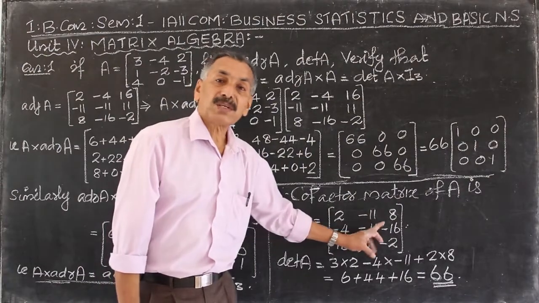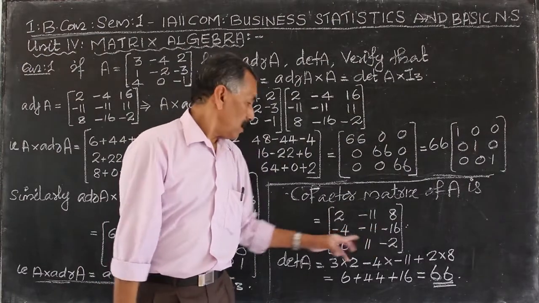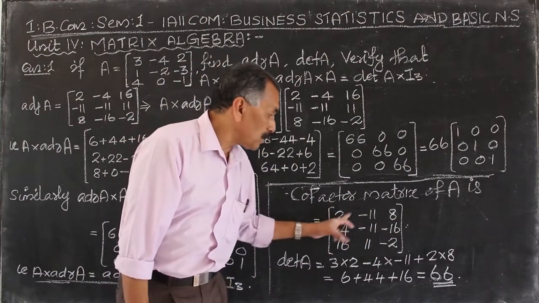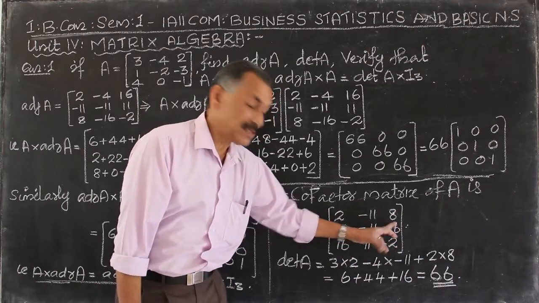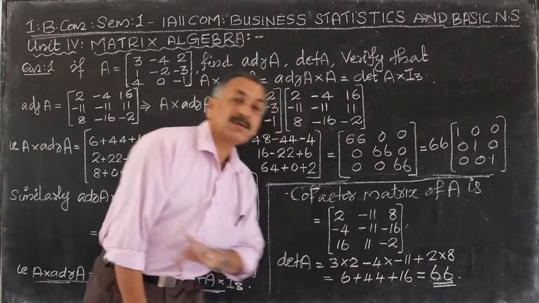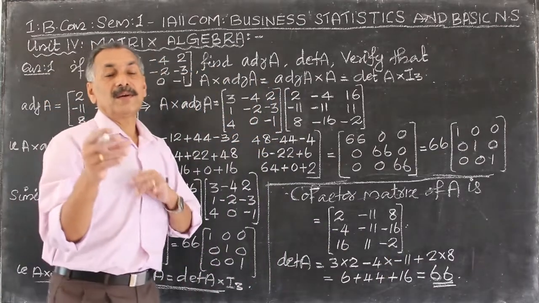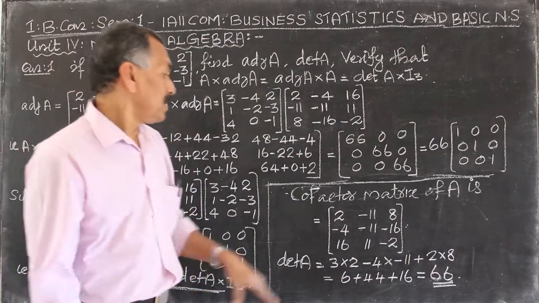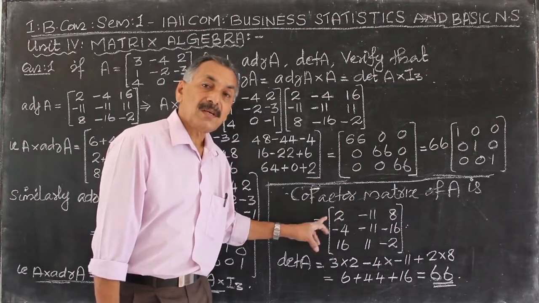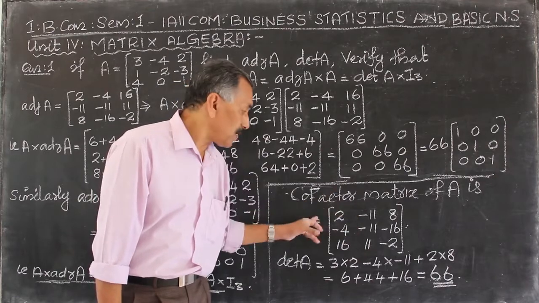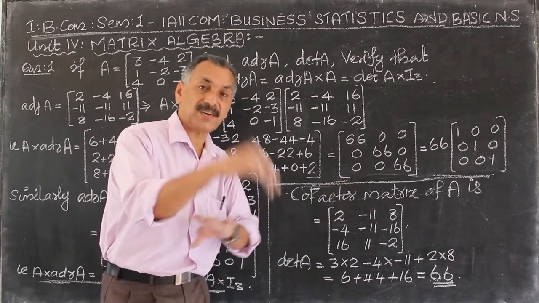This is the cofactor matrix of A. Another continuation of one. The cofactor matrix of A is 2, minus 11, 8, 4, minus 4, minus 1, minus 16, and the determinant of A is equal to 66. Then what is adjoint A? Adjoint A is the transpose of the cofactor matrix. That is, transpose of the cofactor matrix means the first row of the cofactor matrix becomes the first column.